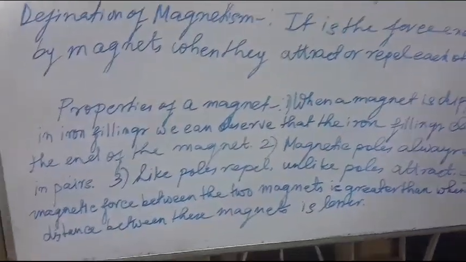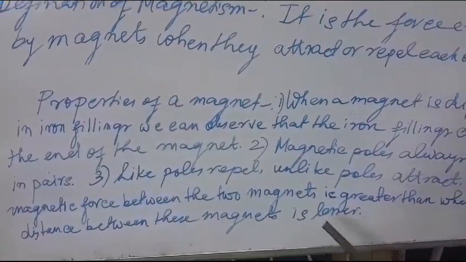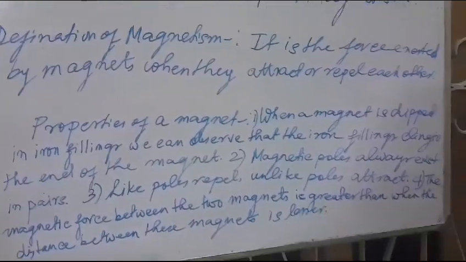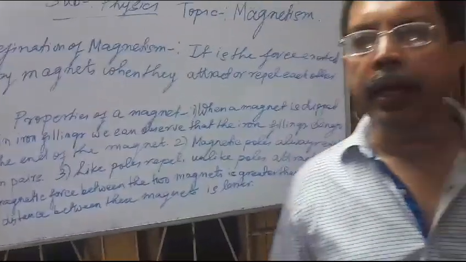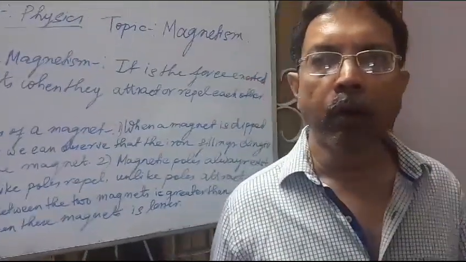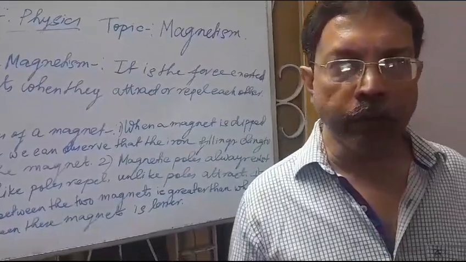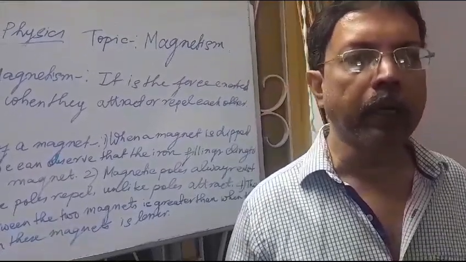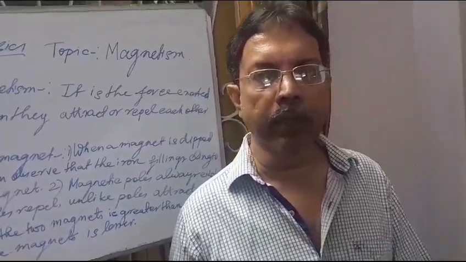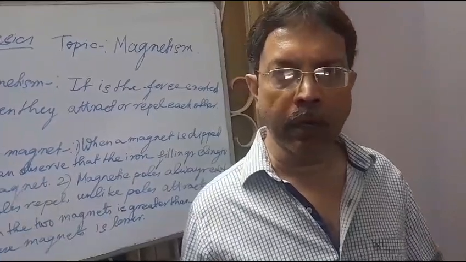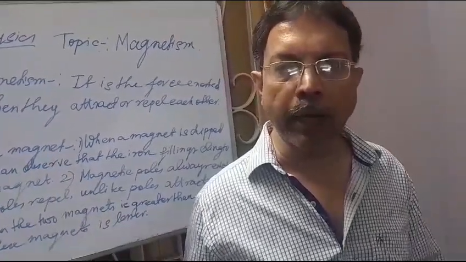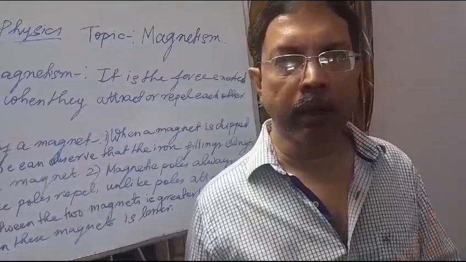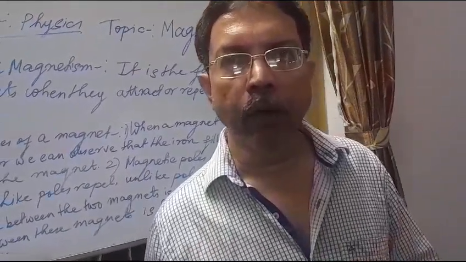Another point is that the magnetic force between two magnets is greater when the distance between them is lesser. That means the magnetic force is greater when the magnets are kept closer, and if they are kept wide apart, then the magnetic force is lesser, and if they are kept further apart, then the magnetic attraction will be lesser.